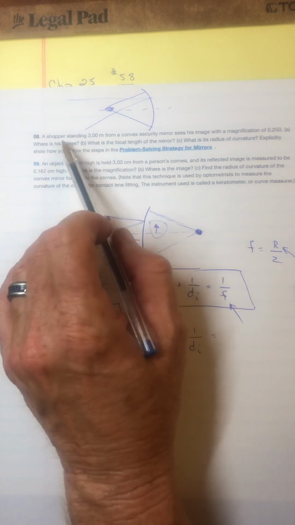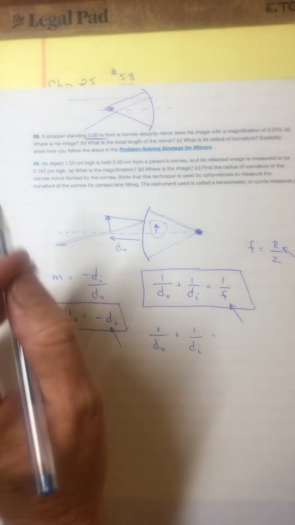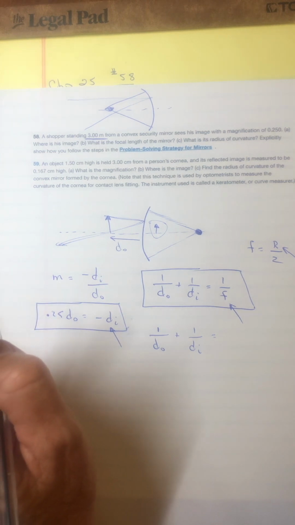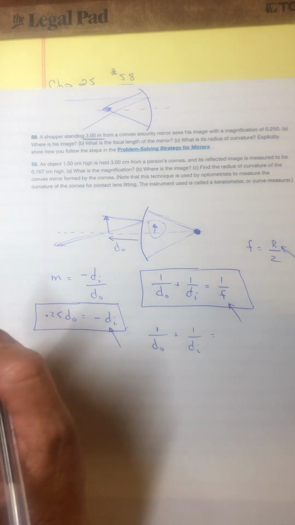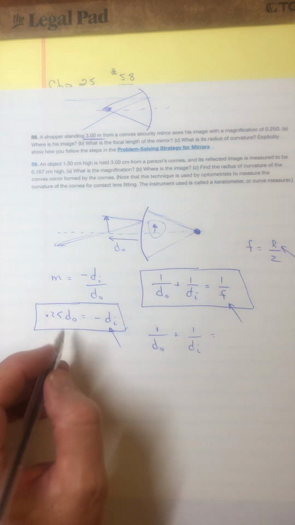I like what I said, but I was thinking they gave us the radius of curvature. So now I'm glad I'm reading it a little more carefully. All right, let me try this again then. So the shopper is standing 3 meters.